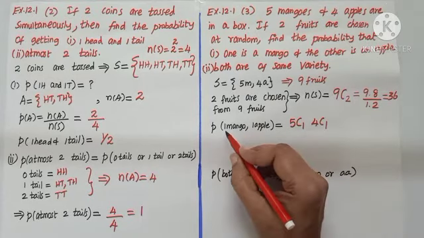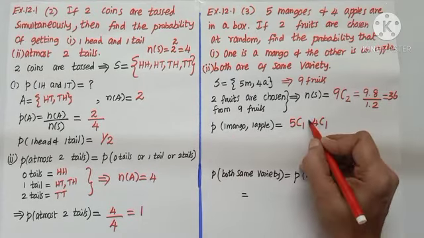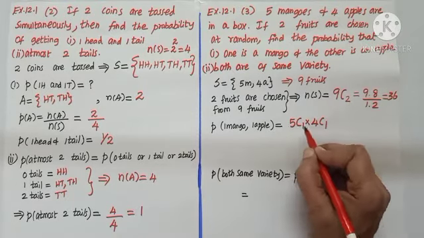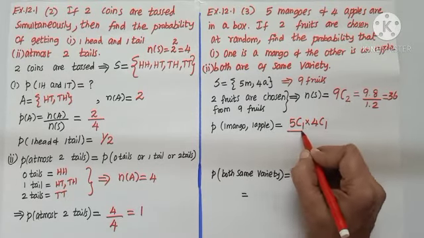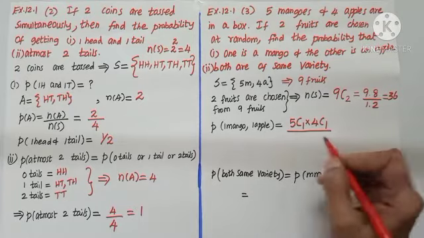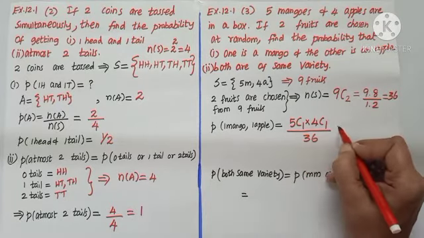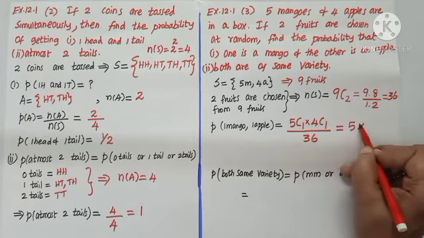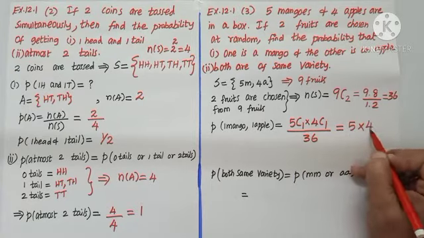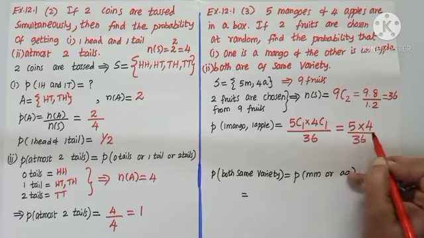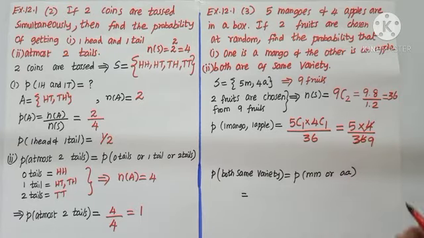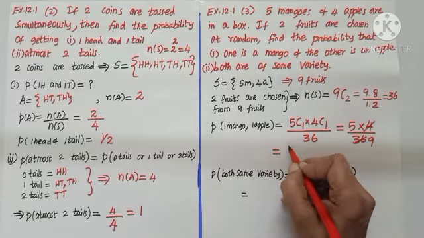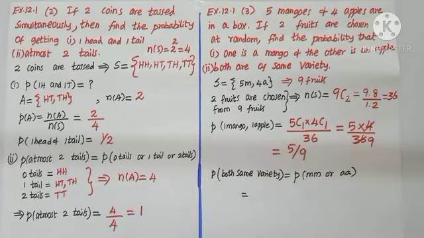I want 1 mango and 1 apple, so let me multiply. This is N of A divided by N of S, which is 36. I get 5C1 is 5, 4C1 is 4, divided by 36. As we simplify, our answer will be 5 by 9.